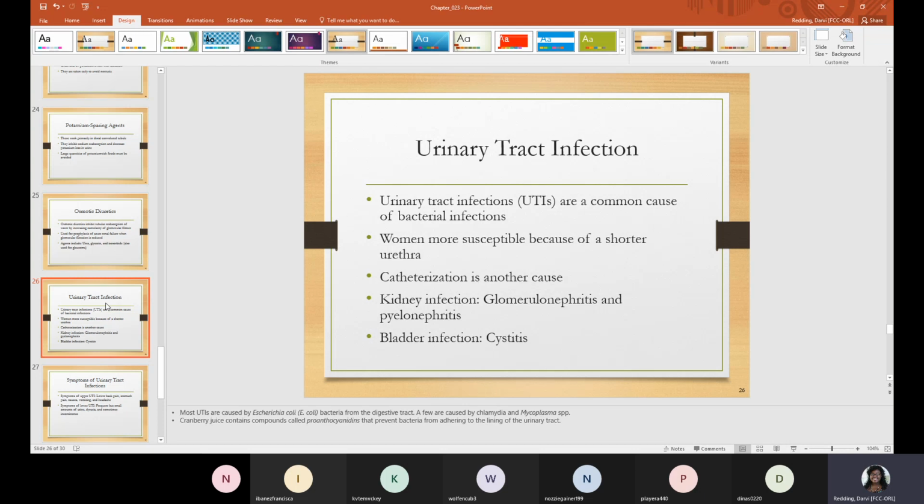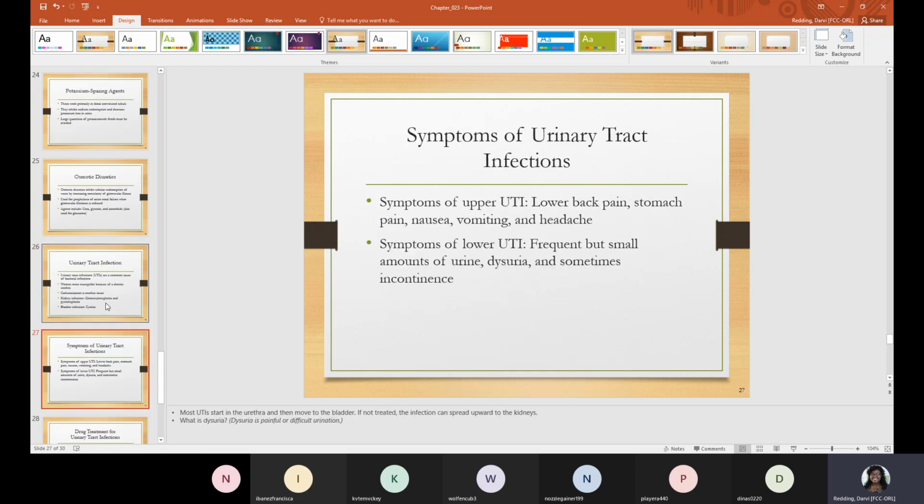Again, the most common cause of it is a bacterial infection. Some of the symptoms of a UTI would include different symptoms because you have an upper urinary tract infection and then you have a lower urinary tract infection. Symptoms of the upper urinary tract infection would include lower back pain, stomach pain, nausea, vomiting, and headache. Symptoms of a lower UTI would include frequent but small amounts of urine, dysuria, and sometimes incontinence. Incontinence means bedwetting.